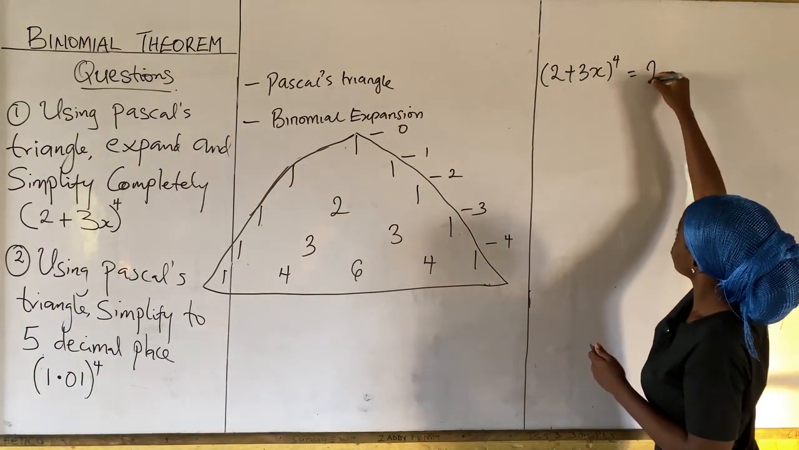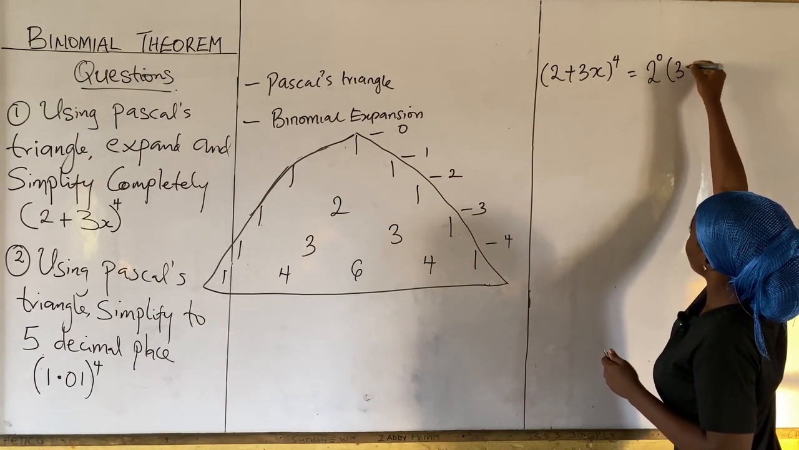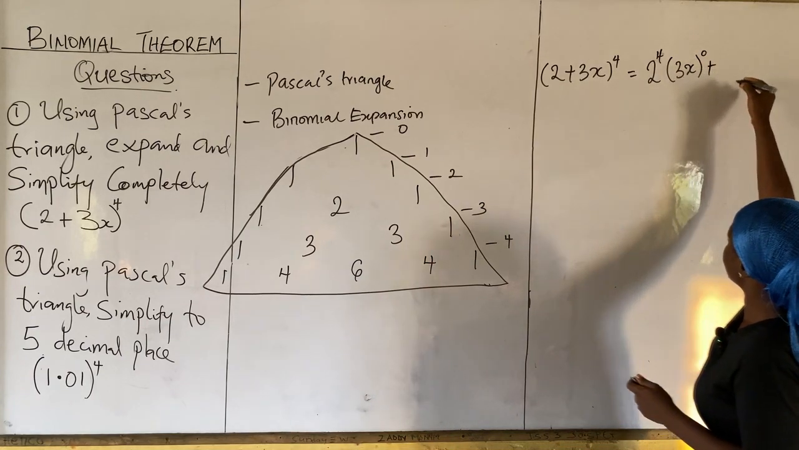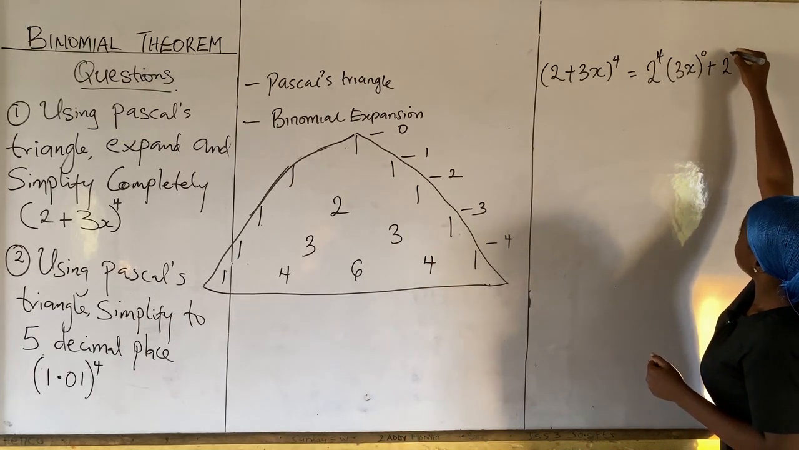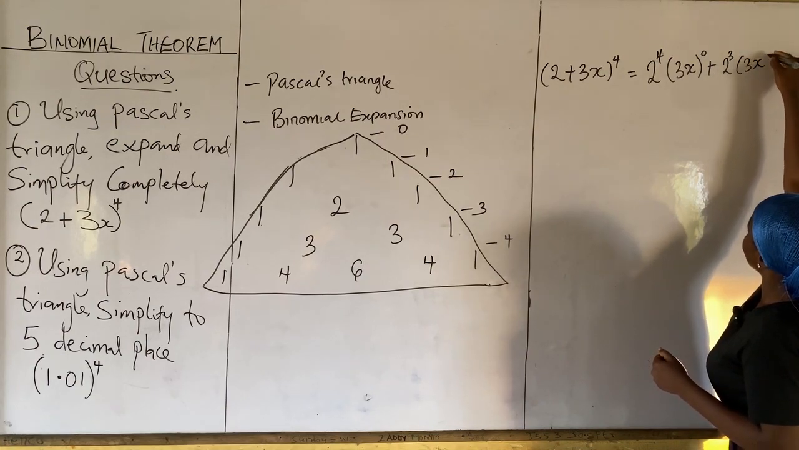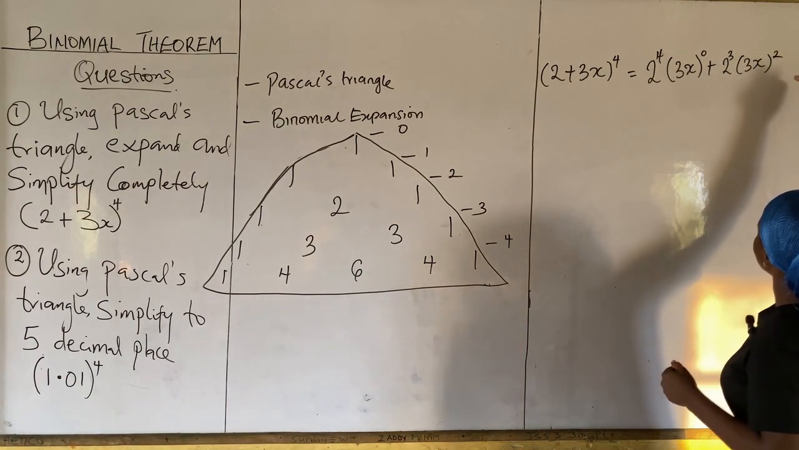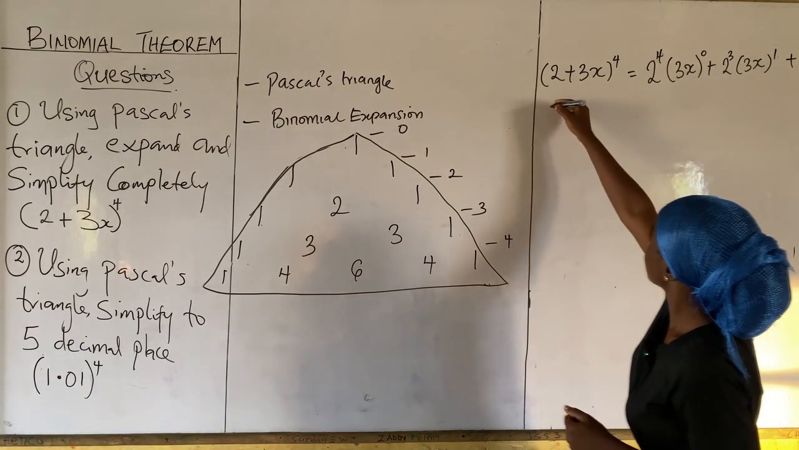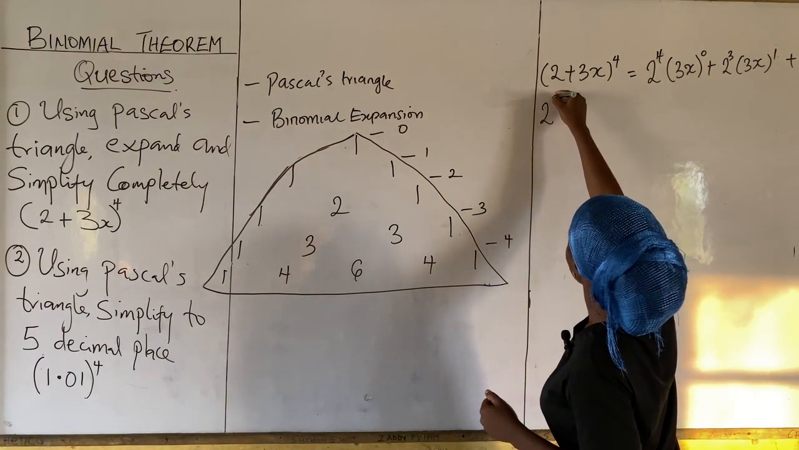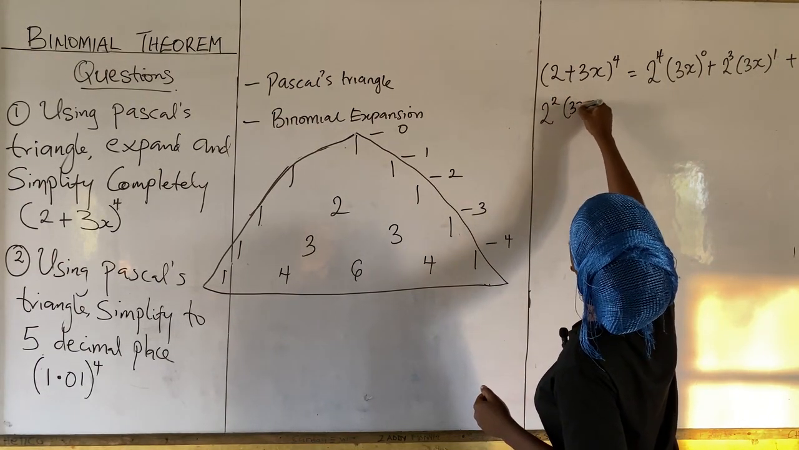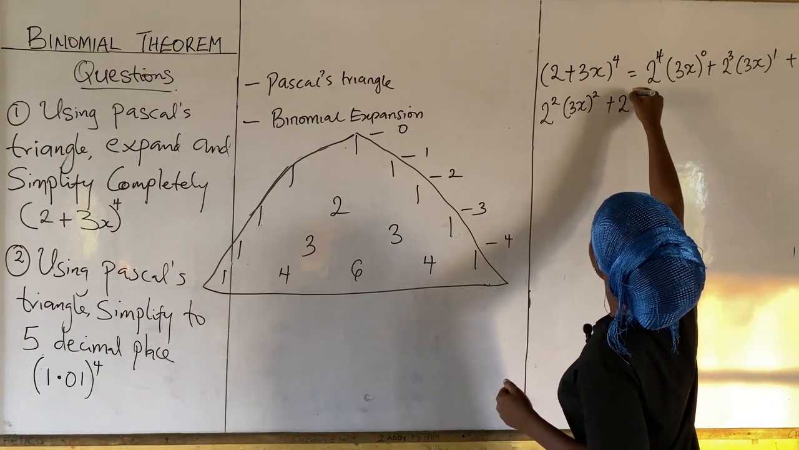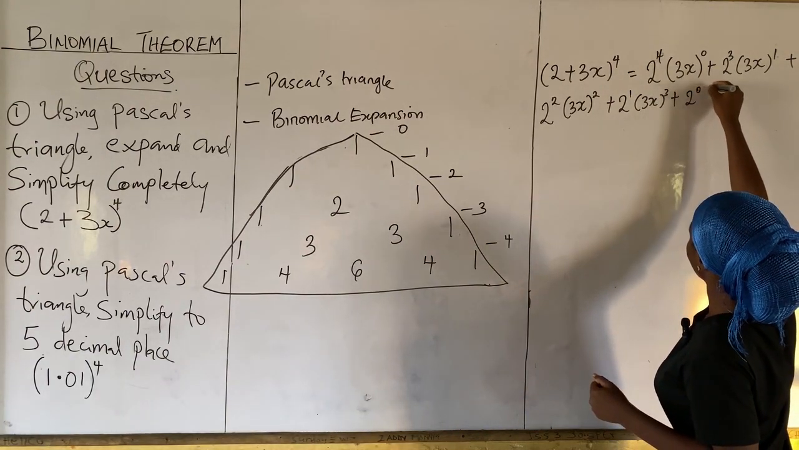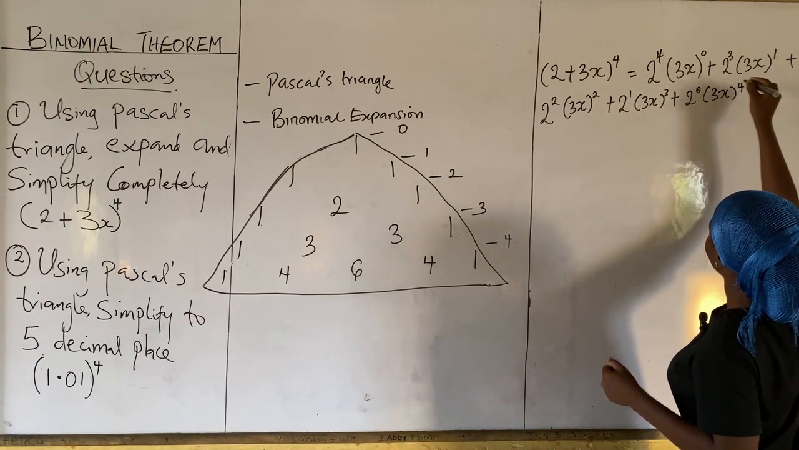Now look at it. I'll be having 2 raised to power 4, 3x raised to power 0. Now plus the next one, I'll be having 2 raised to power 3, 3x raised to power 1, plus 2 raised to power 2, 3x raised to power 2, plus 2 raised to power 1, 3x raised to power 3, plus 2 raised to power 0, 3x raised to power 4.